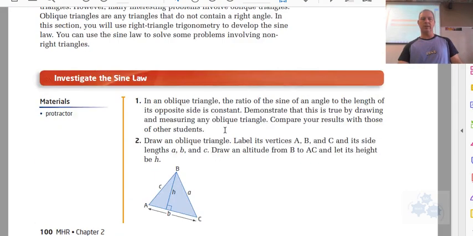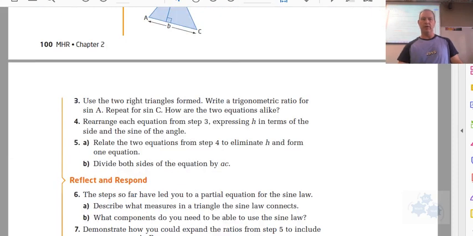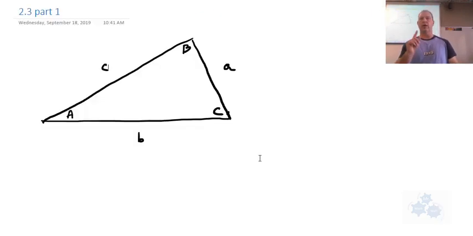So let's move to our notes over here. I asked you to draw this triangle at the beginning of class. If you haven't drawn that yet, draw one that's similar. Now this is not a right triangle. B is not a 90 degree angle, although it might look like one. The sine law is going to help us solve for different parts of a triangle when the triangle is not a right triangle.